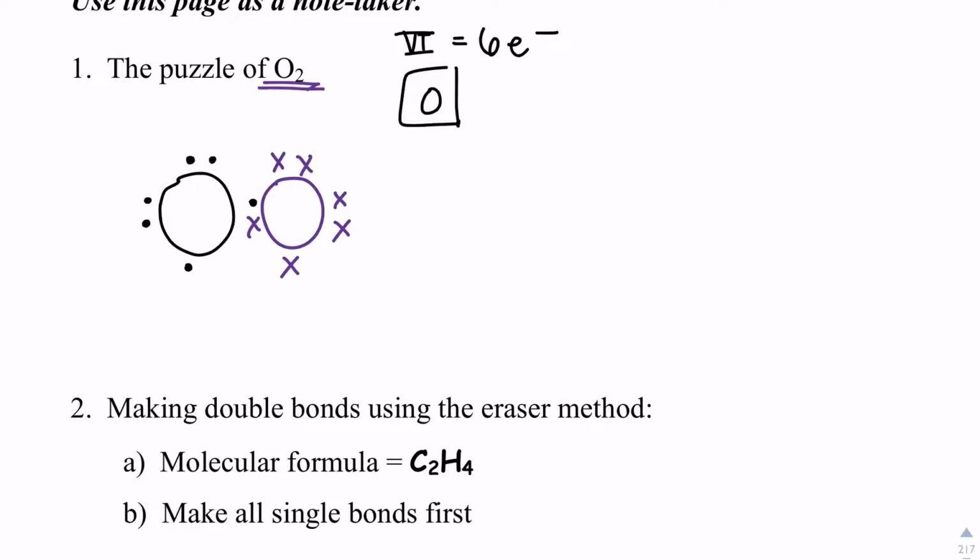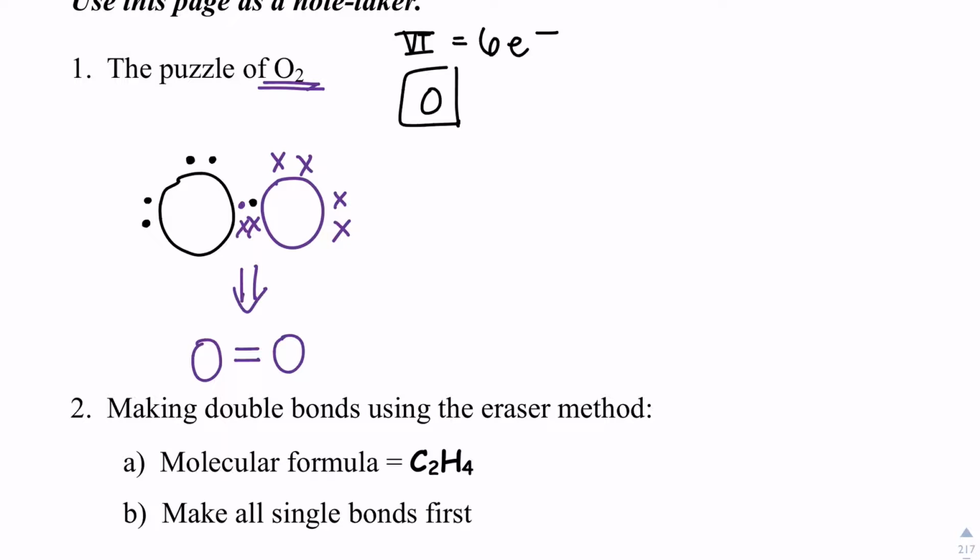What you can do is move the electrons into the existing bond between them, and we'll end up with what's known as a double bond. So this equates to this. It has a double bond. And that is the solution to this puzzle.